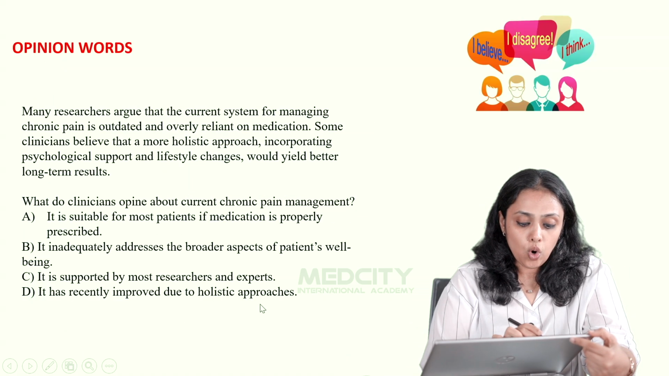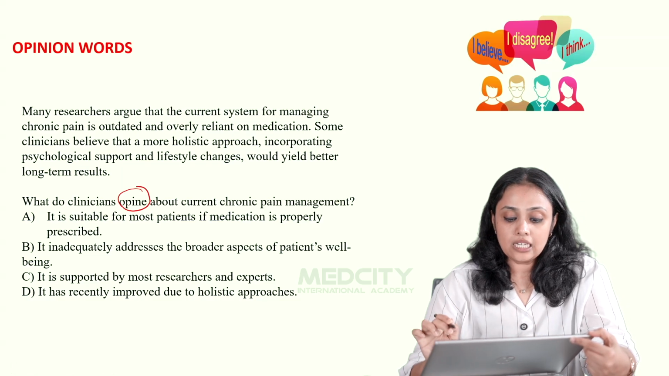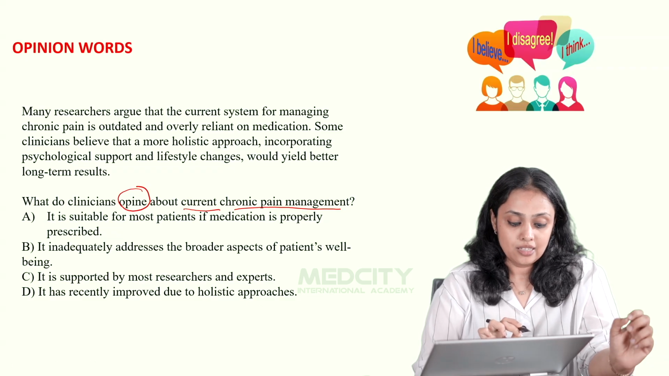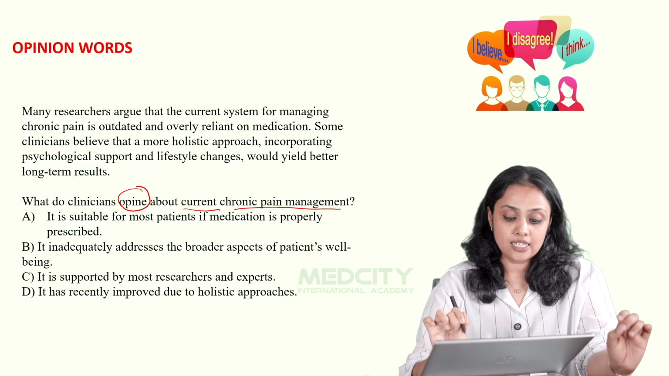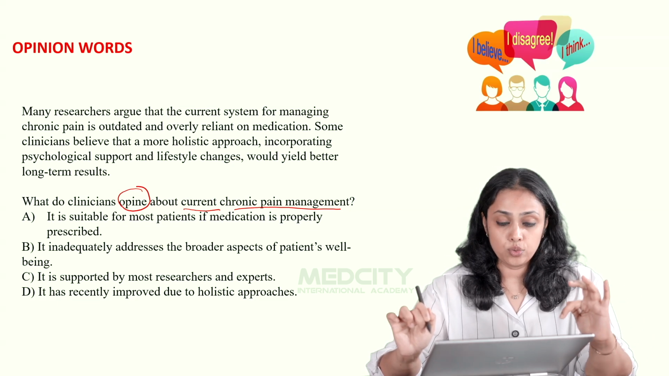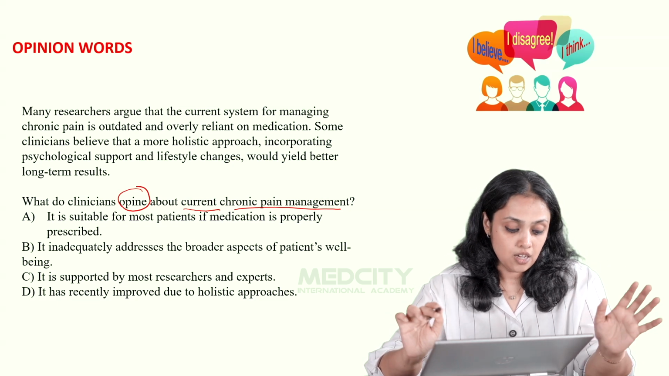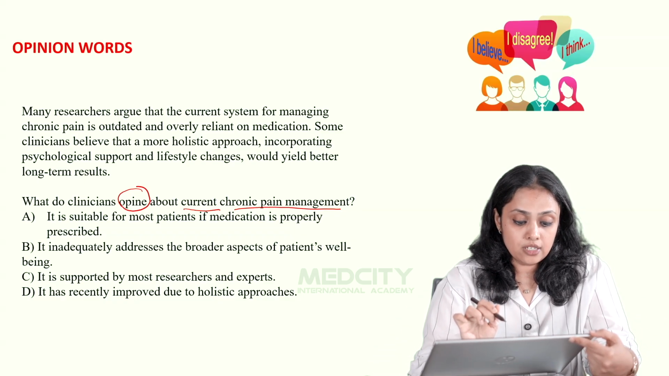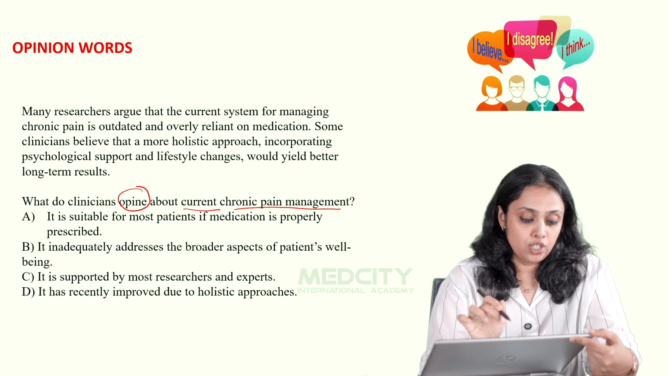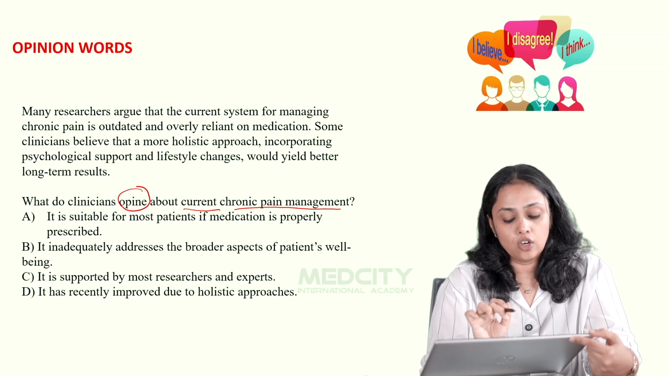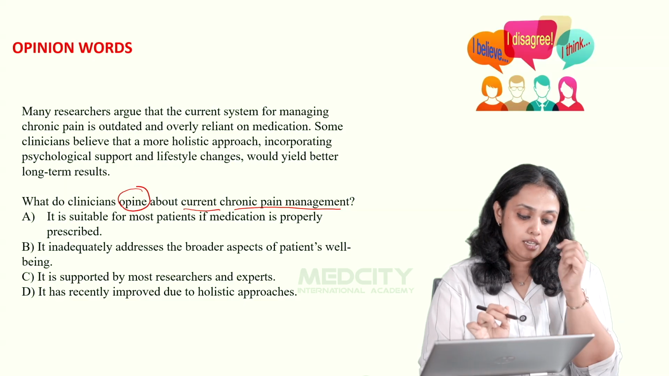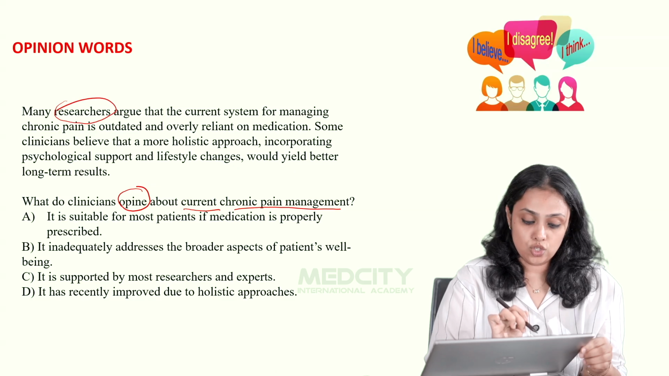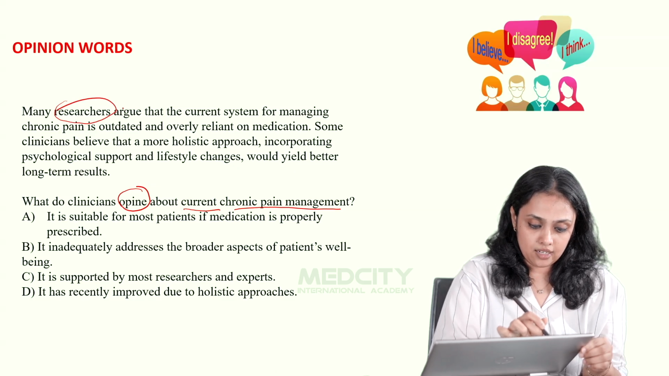What is the question? What do clinicians opine about current chronic pain management? So what we need to find out is the clinician's opinion about the current chronic pain management. We have to read this short text and understand what is the opinion of the clinicians. What does the first line say? Many researchers argue that the current system for managing chronic pain is outdated and overly reliant on medication. Now, it's the opinion made by researchers, and here they are asked about the clinician's opinion. So for that reason, we can ignore this.